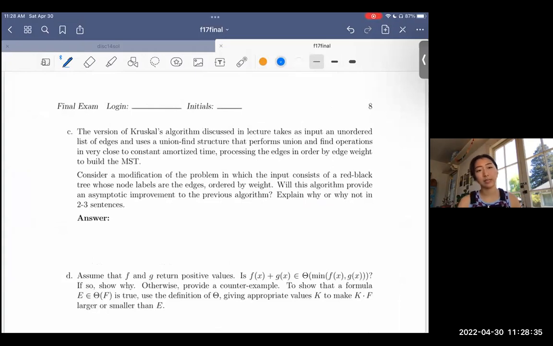And so this question says, the version of Kruskal's algorithm discussed in lecture takes as input an unordered list of edges and uses a union find structure that performs union and find operations in very close to constant amortized time, processing the edges in order by edge weight to build the MST. Consider a modification of the problem in which the input consists of a red-black tree whose node labels are the edges, ordered by weight. Will this algorithm provide an asymptotic improvement to the previous or original algorithm? Explain why or why not in 2 to 3 sentences.